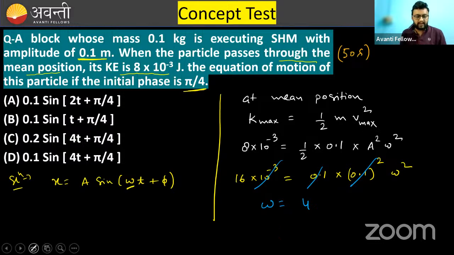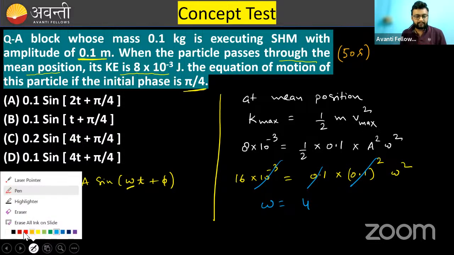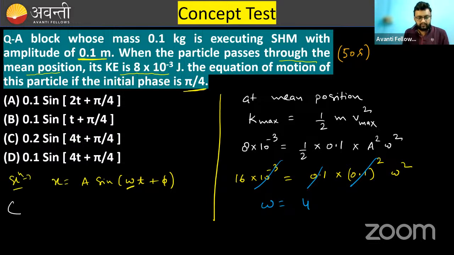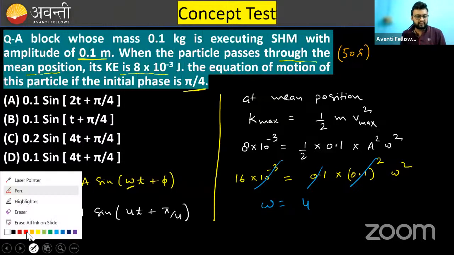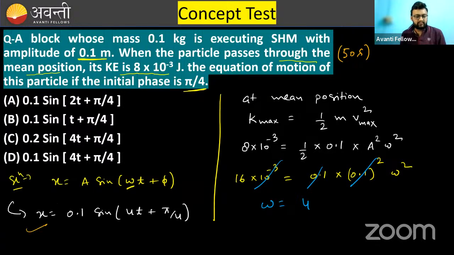And you can place omega and phi here. So if you place x equals A, which is 0.1, sine omega, which is 4t plus pi by 4. I think the answer is correct. The answer given by Ganesh is correct. So option D is the correct answer. Very good.